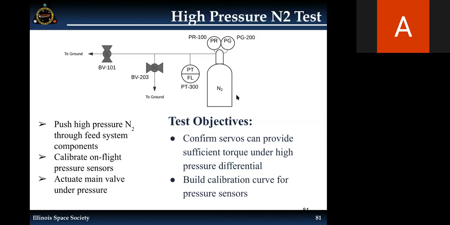So our first test is a pretty simple one. We're going to be doing it pretty soon. We're just wrapping up the logistics of it. It's essentially just a high pressure test where we're going to push nitrogen through the feed components. That's mainly to calibrate our on-flight pressure sensors and to test the actuation for our main ball valve when we have back pressure on it. Like I said, this one's pretty simple. If we can't get everyone there to work on it, we'll at least have some sort of stream so you guys can see it. And it'll be fun though. Next.